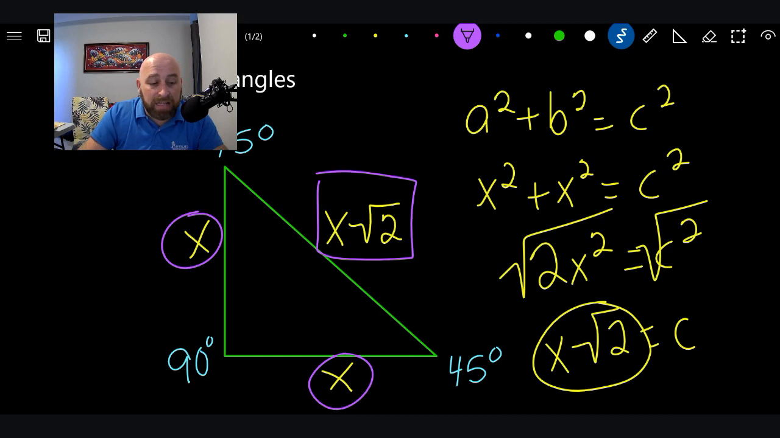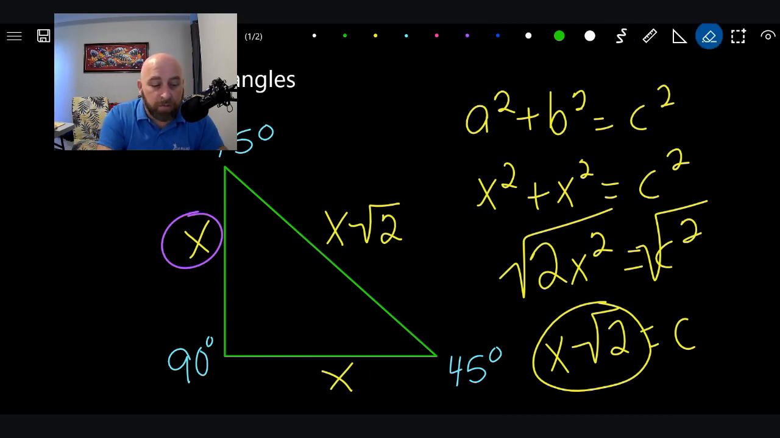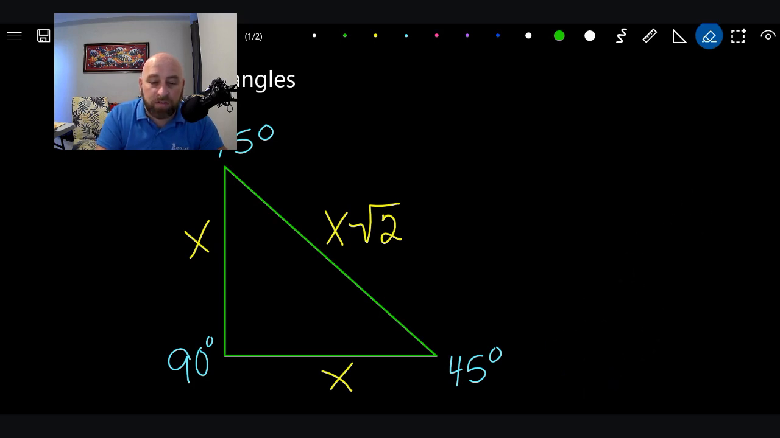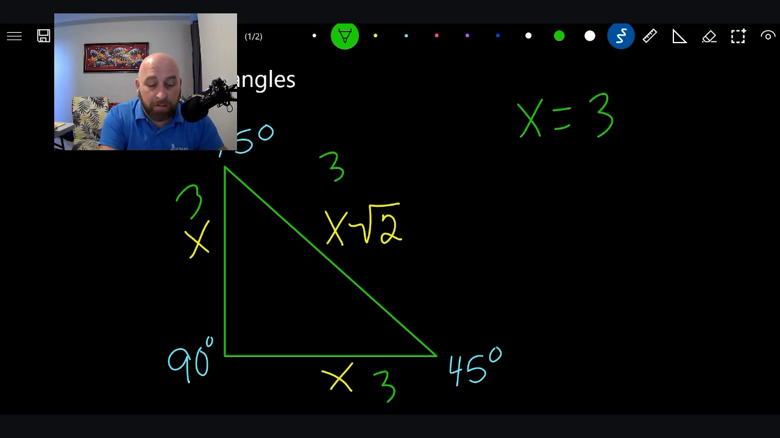Now, let's do one. What I'm going to do here is substitute some things in. So let me erase some of this stuff over here. What I want to do is put x equals something. So let's say that x equals 3. I'll just use a random thing. So what are the legs? If x equals 3, well, that equals 3 and that equals 3. What's the hypotenuse? 3 square roots of 2. Done. That easy. Okay. All right.